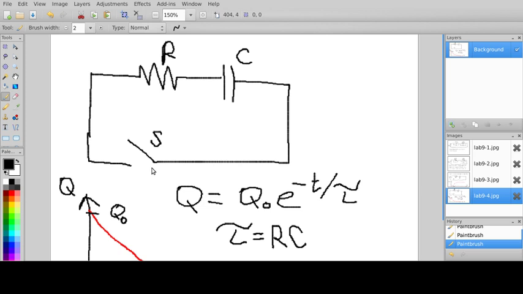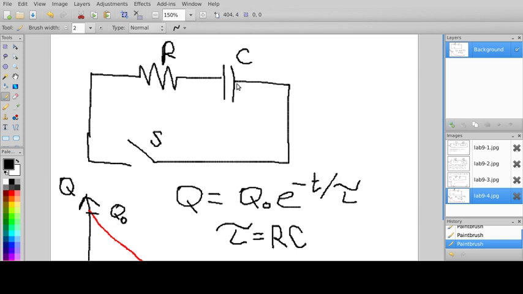As soon as I close the switch, the electrons go, oh, we can travel through here, through here, through there, through the resistor, and then get to the other plate, get to the positive plate. Okay, and then they're happy. But of course, because there's a resistor there, this can't happen instantaneously. If there were no resistor, then the capacitor would discharge almost immediately.